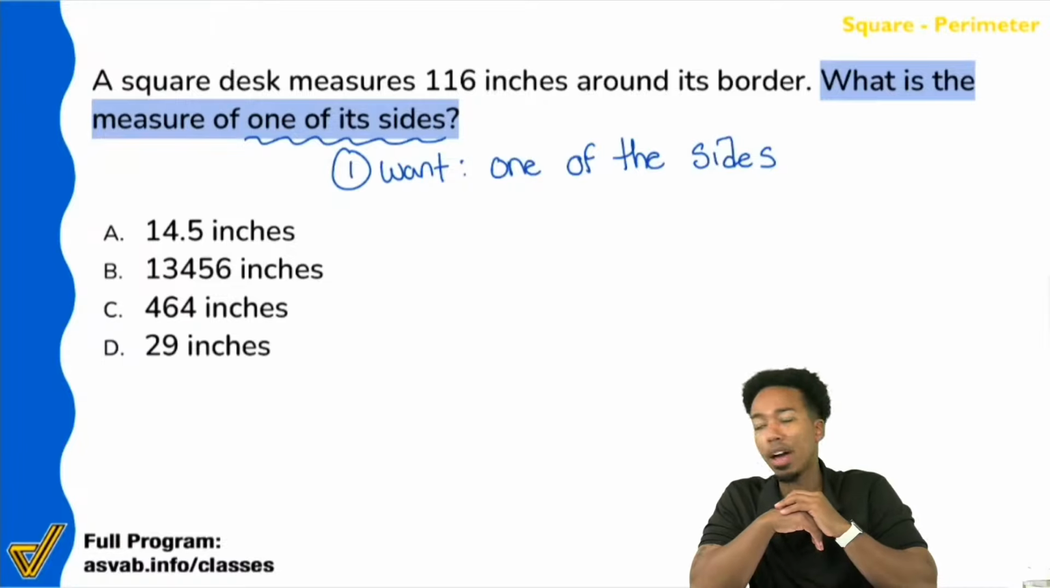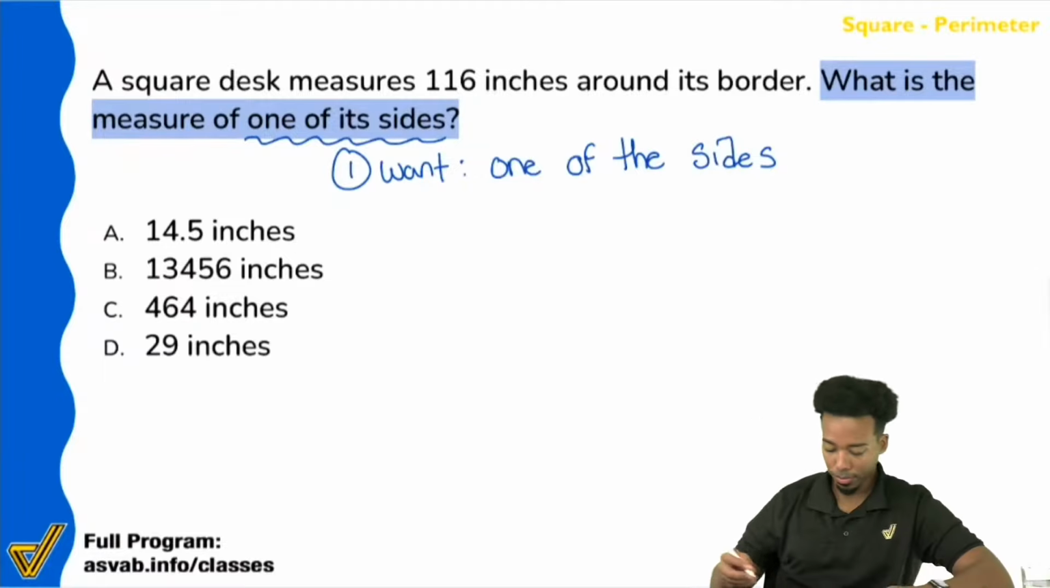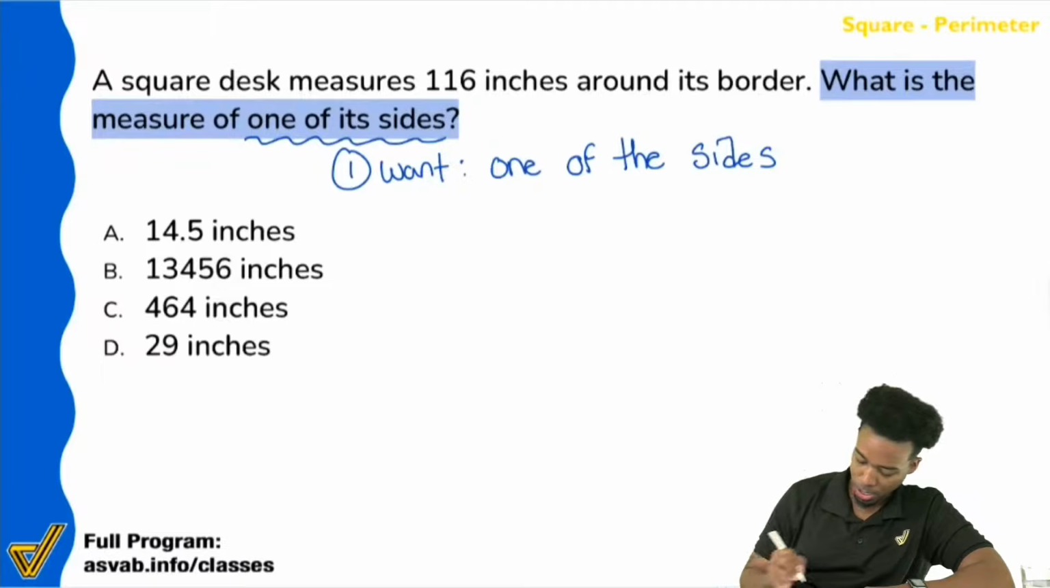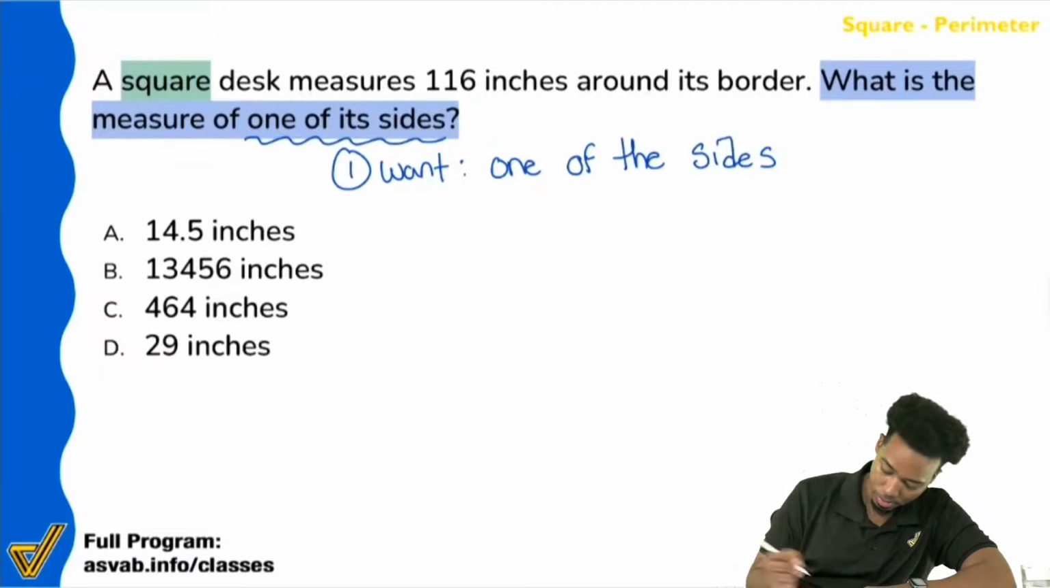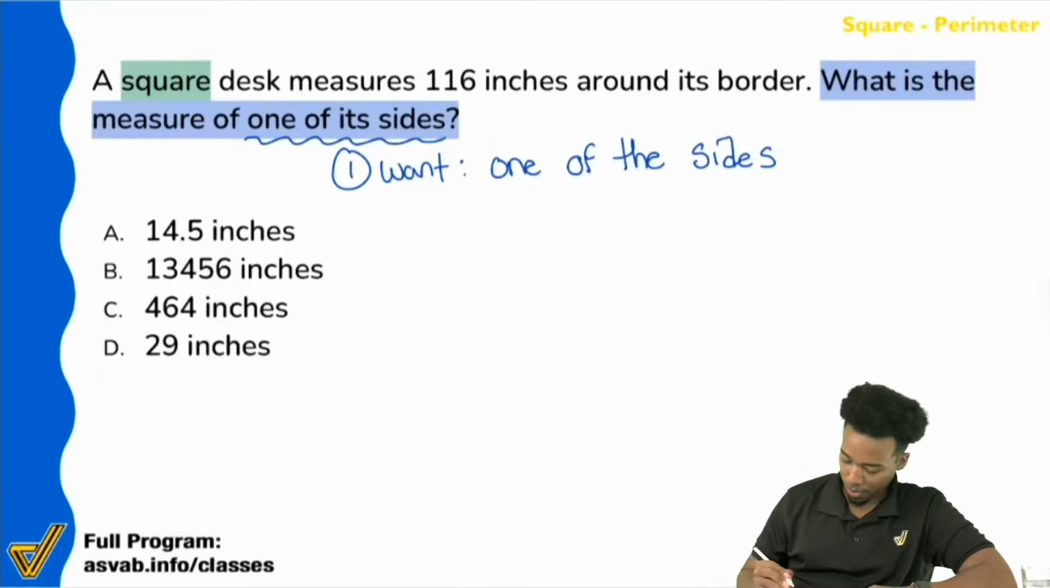Everyone, let's find out. What shape are we dealing with in this problem? A square. Yes, that is correct. We see here that it says a square desk. So we need to find one of the sides of the square.